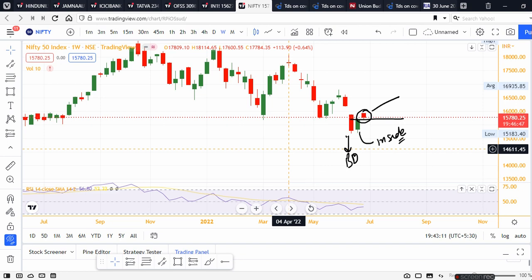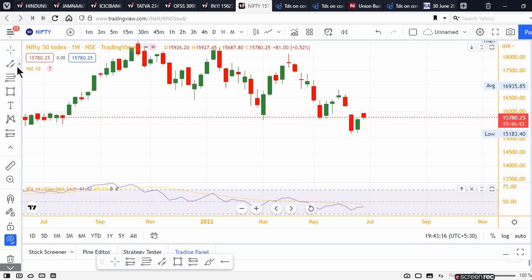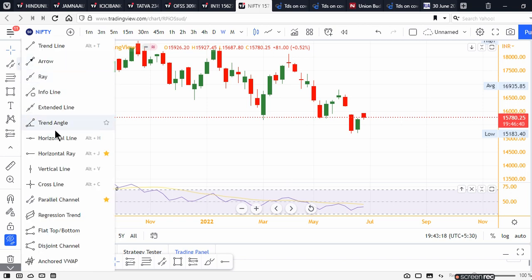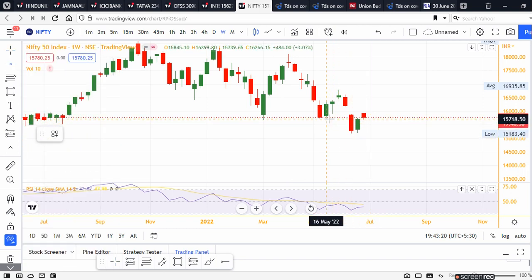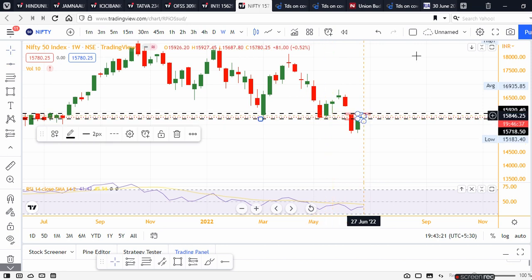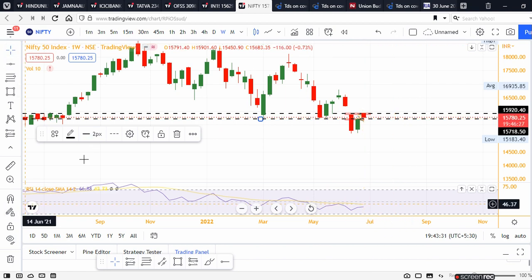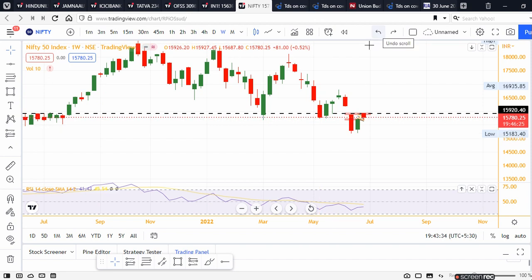What is this level? Why is this level working so? The entire week market has not been able to break below the high of the previous week candle. So is this an important area? The answer is yes. What is that? This area is 15,700, you can say. So market is not able to break below the previous high of the previous weekly candle.